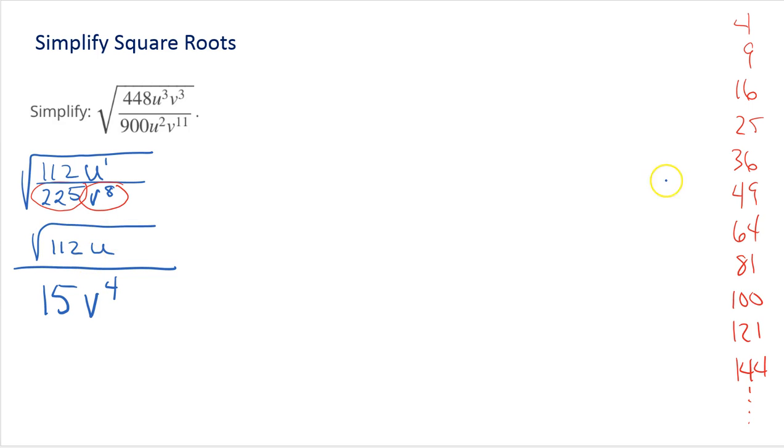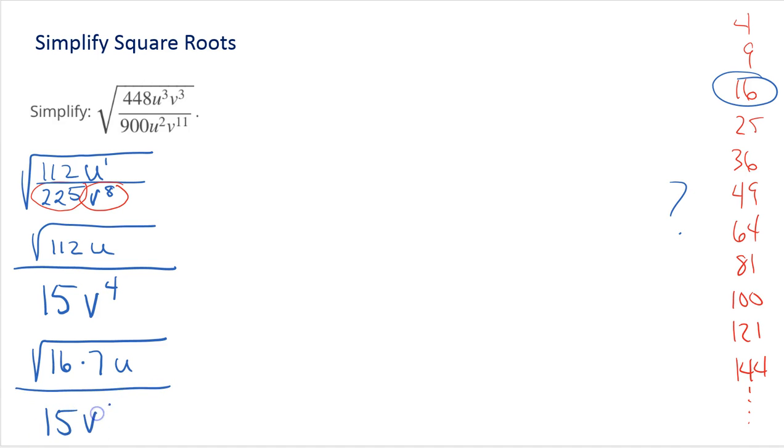The question is, is there any number on this list over here to the right that divides evenly into 112? So I'm going to go down the list and look to see. Now this is the time to play with your calculator because you start going down this list and you may want to start bigger rather than small. 4 does divide into 112, but you'll find out that 4 divides in there again. So 16 is your winner. So if I rewrite the square root of 112, I'm going to rewrite it as the square root of 16 times 7 times that u, and don't forget your denominator, 15v to the 4th.